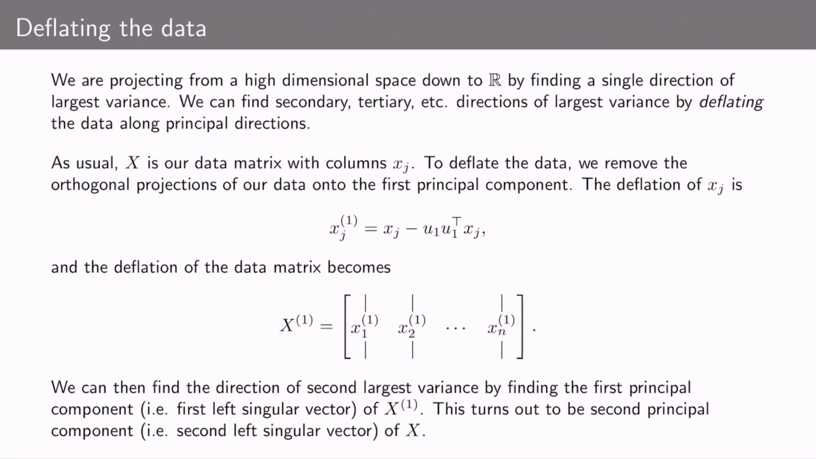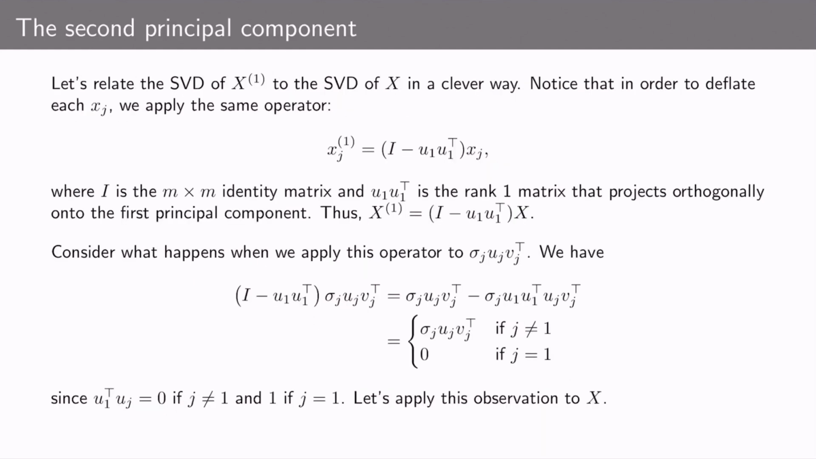We'll call this the second principal component. It turns out that the second principal component of x is actually given by the second left singular vector of x, which will be the same as the first left singular vector of the deflated data x1. I'll now explain why the first left singular vector of x1, which is the second principal component of x, is the same as the second left singular vector of x. I'll do this by relating the SVD of x1 to the SVD of x.